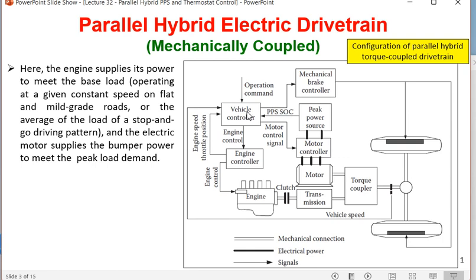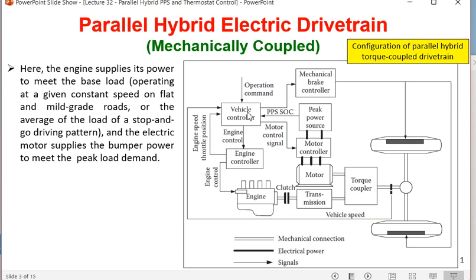Now the vehicle controller is the primary controller. It has various kinds of inputs from different positions. The first input is coming from the driver, the torque or the acceleration. The second input is brake, and the third input is direction. All these operation commands come to the vehicle controller.